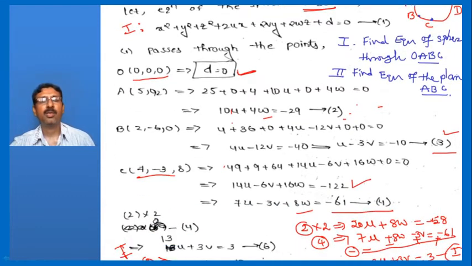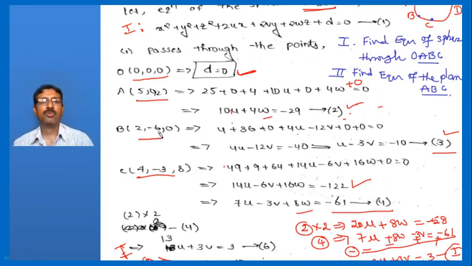Similarly, I substitute A, 5, 0, 2 in equation 1: 5 square is 25, 0 square, 2 square is 4, and 10u plus 0 plus 4w plus d, where d is 0, equal to 0. So 10u plus 4w, 25 plus 4 is 29, shifting to the right side, minus 29. This is equation 2.